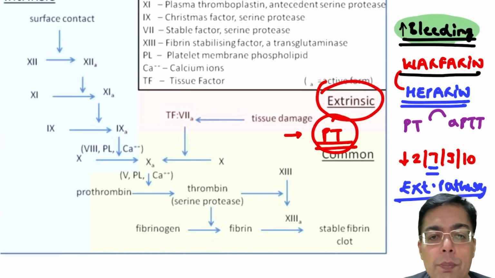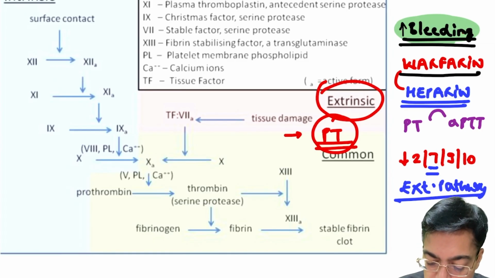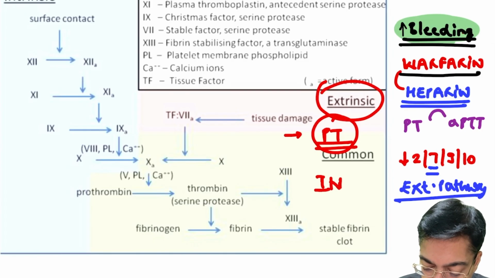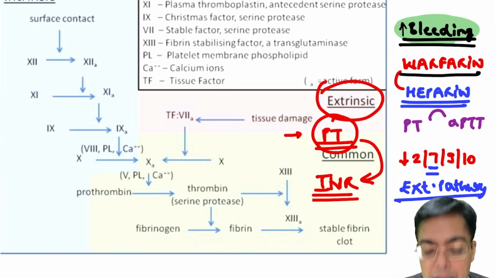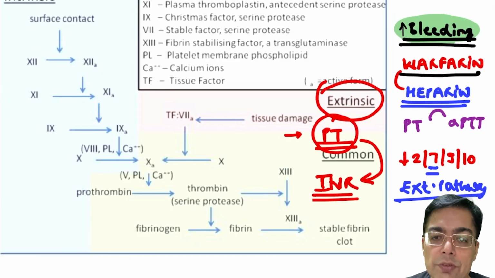A modified version of prothrombin time is what is being used in the clinics these days. It is given the name of INR, International Normalized Ratio. So warfarin monitoring is always done with the help of INR or International Normalized Ratio.